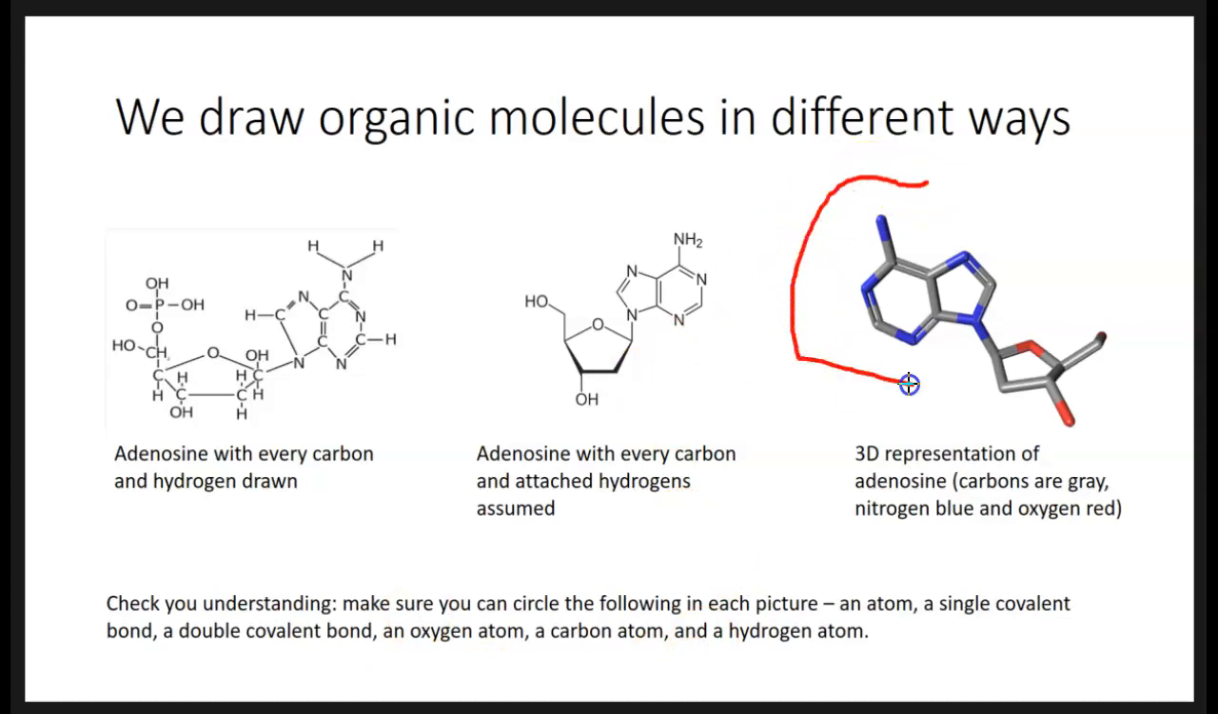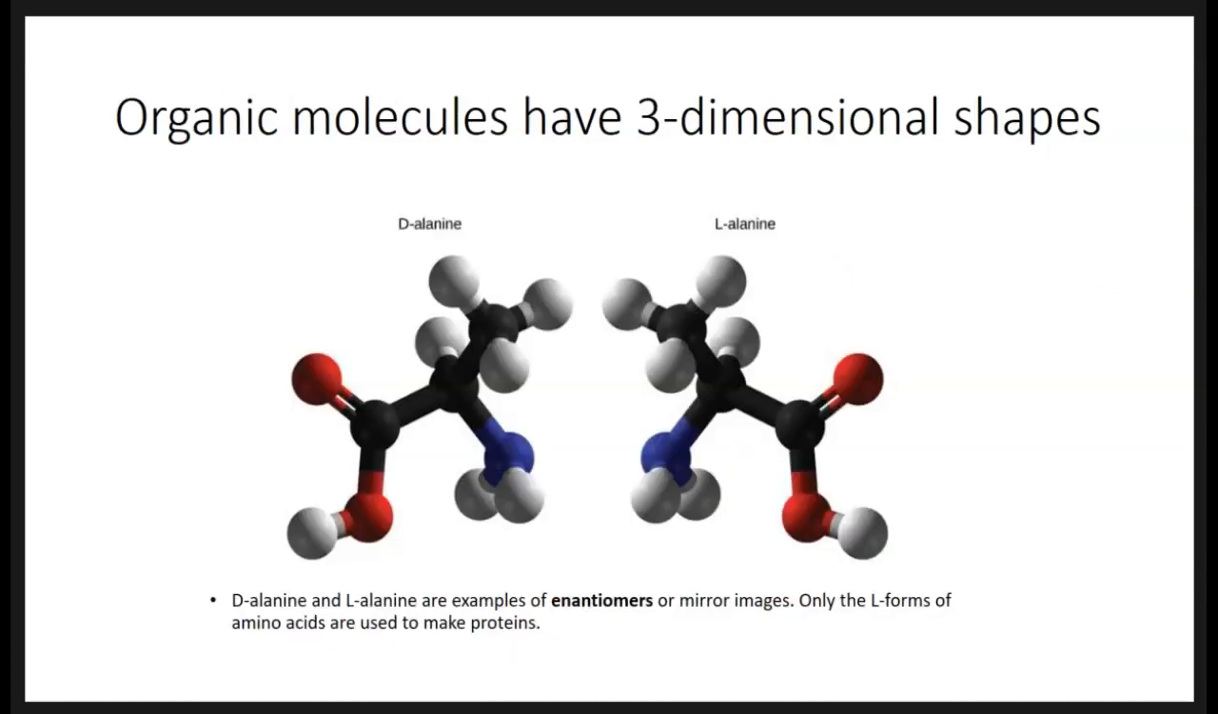So we can also represent organic molecules showing that 3-dimensional structure, like here. And we'll do this a lot when we talk about the structure of complex molecules like nucleic acids and proteins. Those 3-dimensional shapes have a lot of important properties for complex molecules like proteins when they make up enzymes. One important concept is even though these molecules have the same arrangement of atoms, they're actually mirror images of each other, a property we call enantiomers.